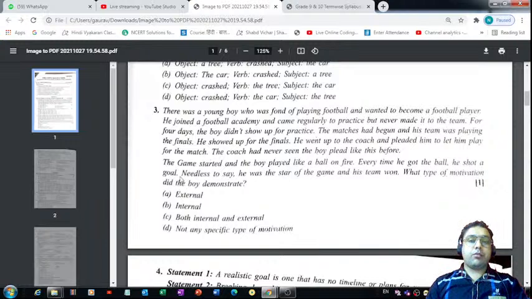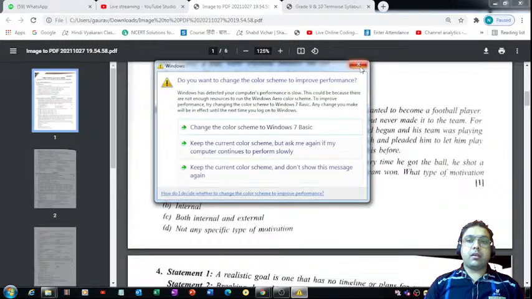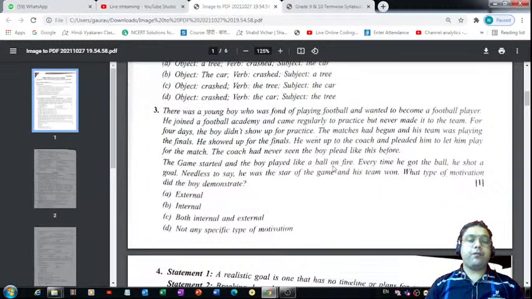So right now, from this paragraph, it's very clear that this boy is not playing for winning the match. He's playing just because he loved to play football. That is the reason, motivation. But internally, if you are motivated, you don't bother. Prizes don't matter to you. The only thing which matters to you is pride, is love for that thing which you want to do.